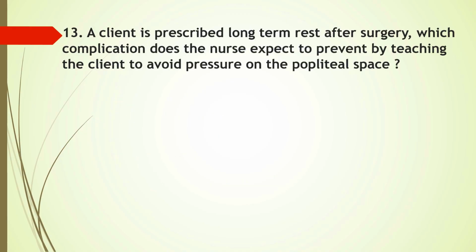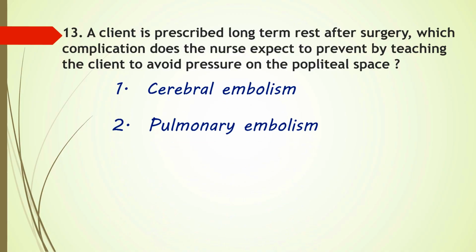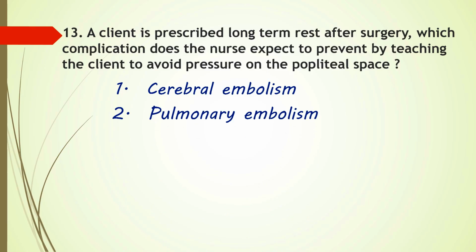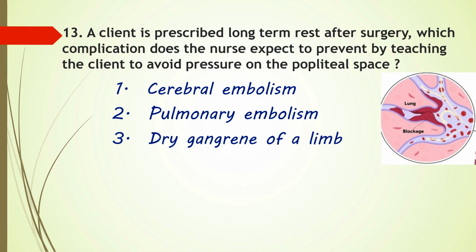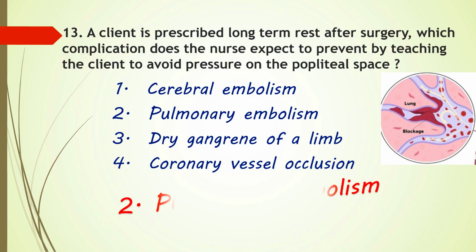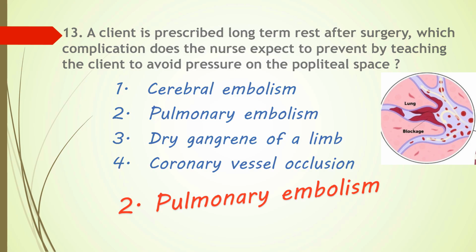Next question, a client is prescribed long-term rest after surgery. Which complication does the nurse expect to prevent by teaching the client to avoid pressure on the popliteal space? Options are cerebral embolism, pulmonary embolism, dry gangrene of the limb, or coronary vessel occlusion. The correct answer is option 2. For the prevention of pulmonary embolism, the nurse should advise to avoid pressure on the popliteal space.